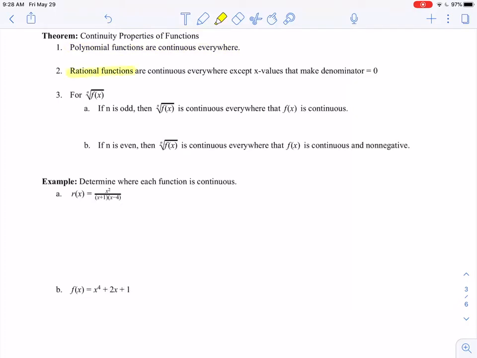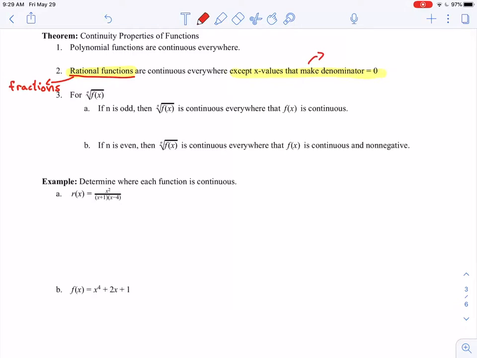Two, rational functions. If you have trouble identifying rational functions, these are the ones that kind of look like fractions. So rational functions are continuous everywhere except the x values that make the denominator 0. And remember, what was happening there? Why do we care about those?